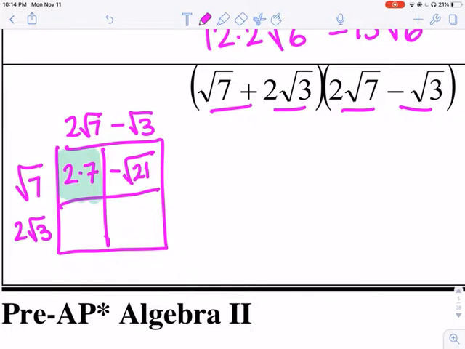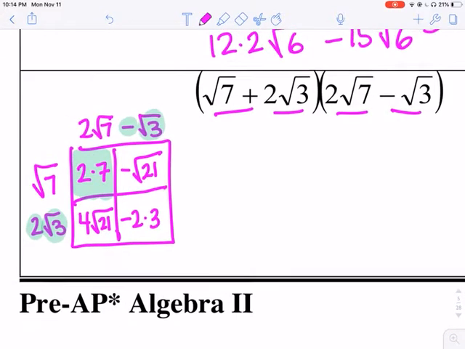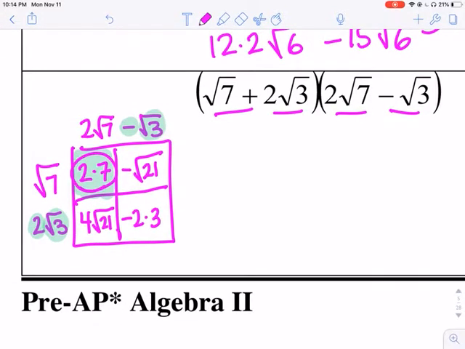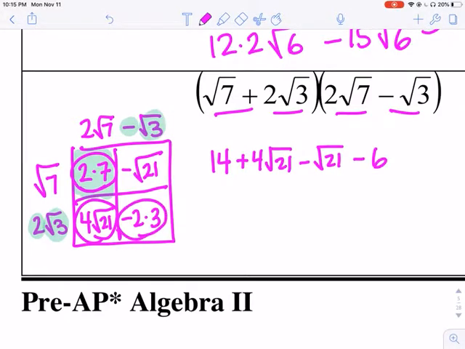I'd have 2 times 2 would be 4, square root 21, 7 times 3. And then negative 2, so it would be this negative times the 2. And then square root of 3 times square root of 3 is just 3. So I'd have 3 left over there. So when I write these out, I would have 2 times 7, 14, positive 4 square root 21, take this one out, minus square root 21, minus 6. That's that last part there.